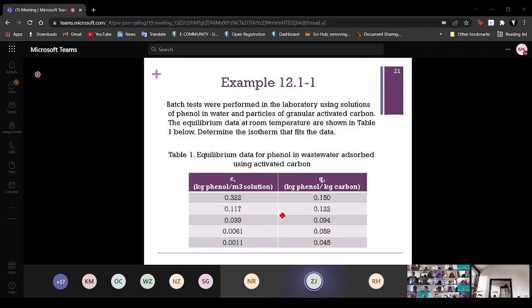Okay, so this is another example, batch test, and then you want to determine the isotherm. So this is like in your textbook lah. You boleh tengok your textbook how you want to solve it. So it's like that exercise, more or less the same because you have Q and C at sini. You just plot it and then you test one by one, right?